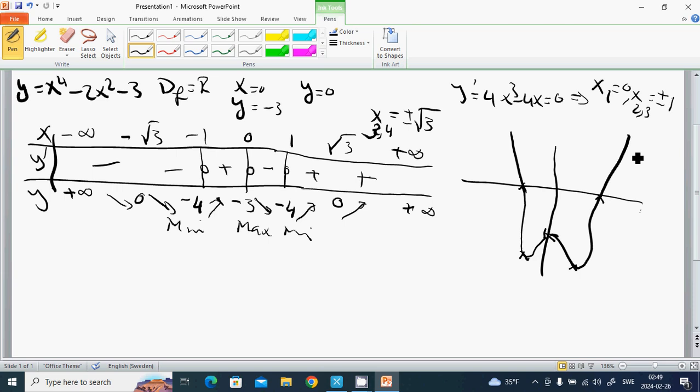As you see, for x equals minus 1, 0 and 1, we have 3 vertical asymptotes. And for y equals minus 4, we have a horizontal asymptote. And the center or the symmetry line is the y-axis.